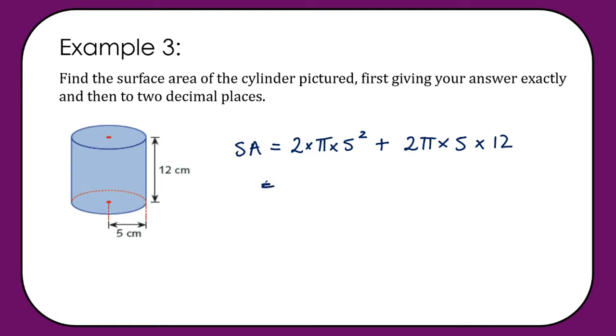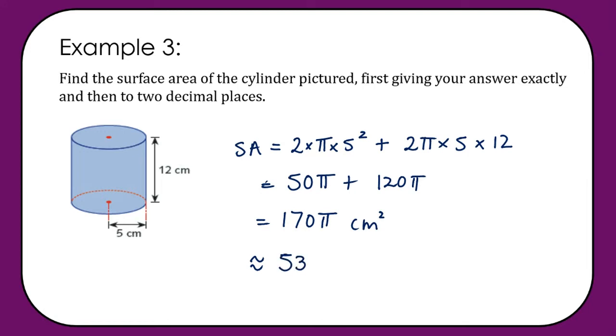So 2 pi times 25, so that means we have 50 pi, plus 2 pi times 5 times 12. 5 times 12 is 60, so here we have 120 pi, which means all up 170 pi centimetres squared is the exact surface area of this solid. If we type that into our calculator, we find that that is approximately equal to 534.07 centimetres squared.